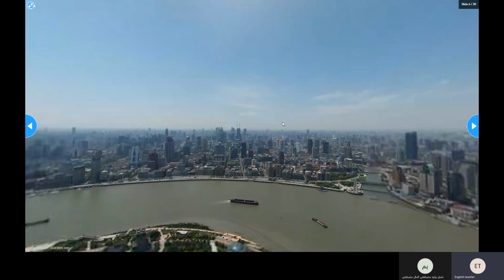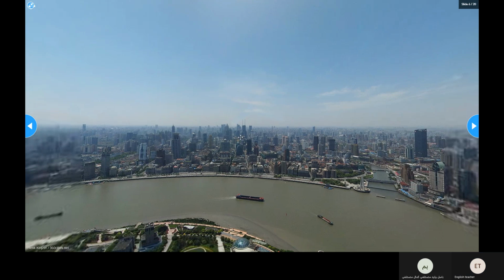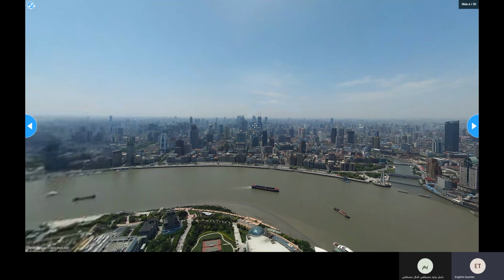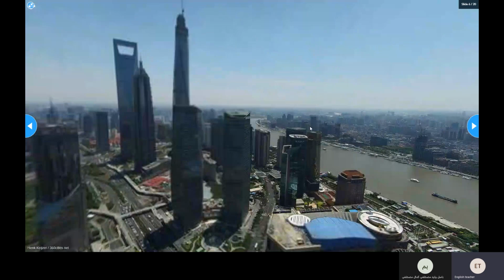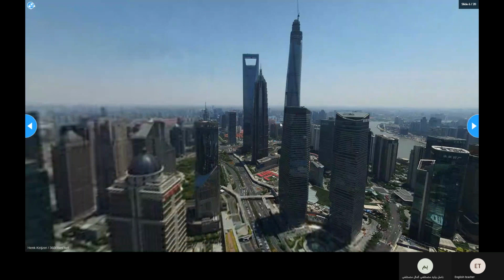Can you guess where you can see this beautiful view? Okay, let me give you a hint. It's in China. Did you guess it? Correct. This is Bangkok Tower.